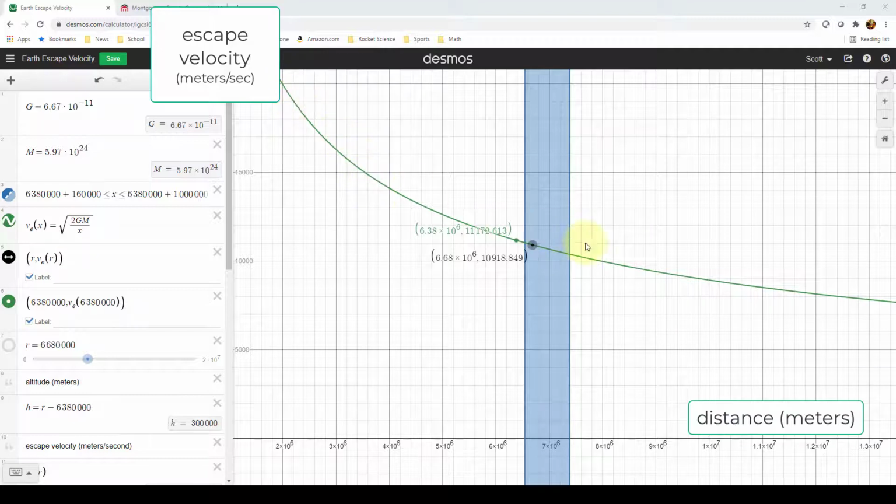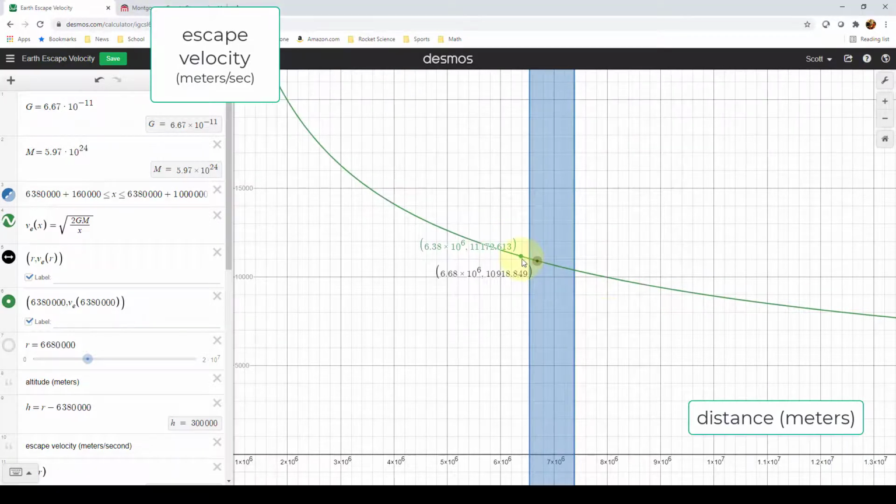So the escape velocity required to escape Earth's gravity is this green curve with greater and greater distances from the center of the Earth. You can see the escape velocity clearly getting lower as the altitude increases. The point that I've plotted right here is actually at the surface of the Earth. At the actual surface of the Earth, escape velocity would be 11,172 meters per second.